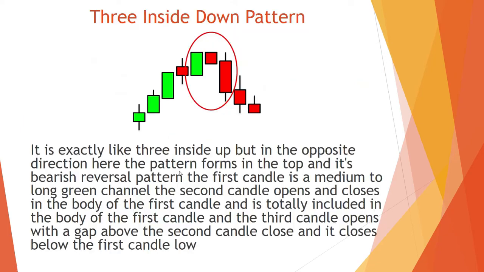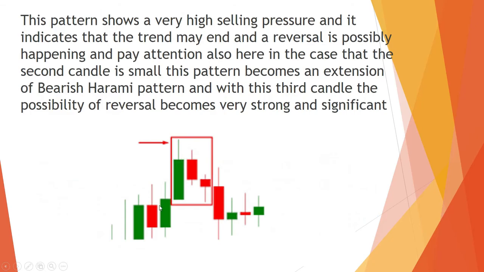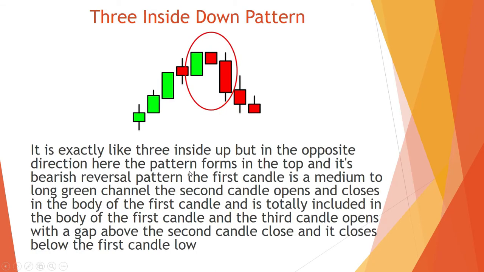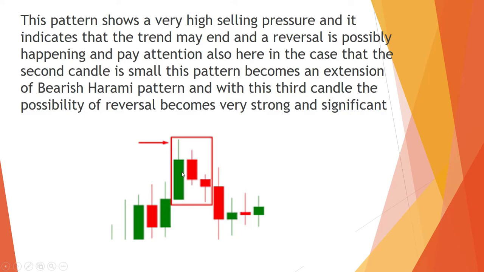So we see here just the same. We see a long green candle, followed by a second one which opens and closes in the upper body of the first candle, and the next candle is a long green candle which opens here and closes a long way below the first candle. So we see that this is a reversal of the price. The price was going up, and after this 3 inside down pattern, we see a change and a reversal going downwards.